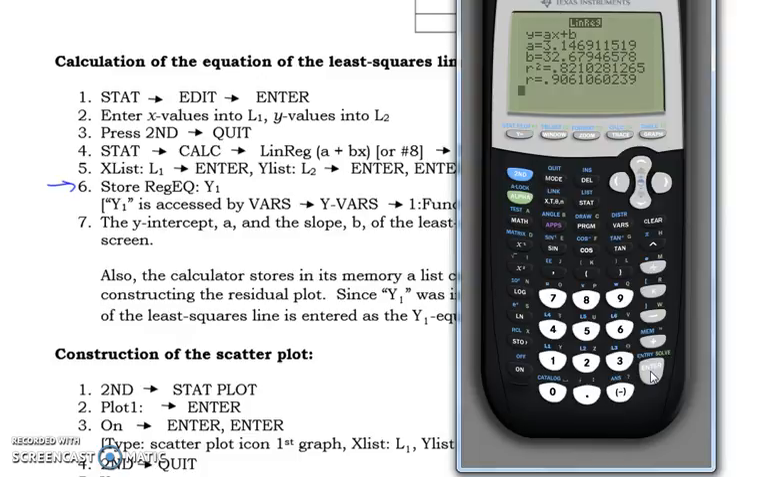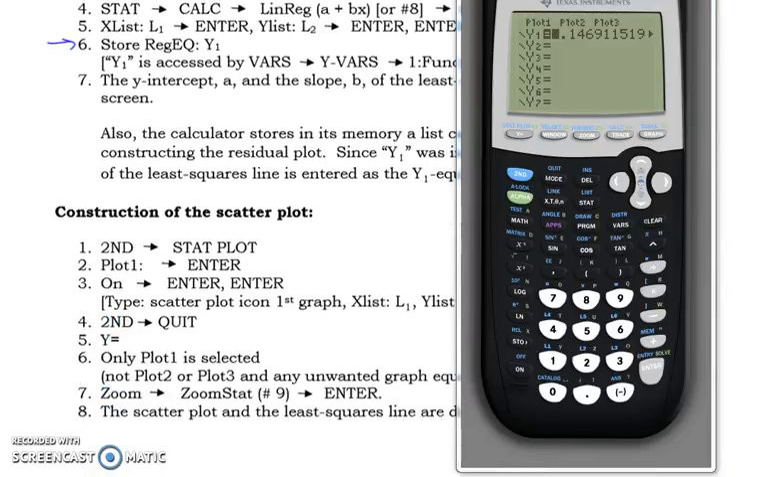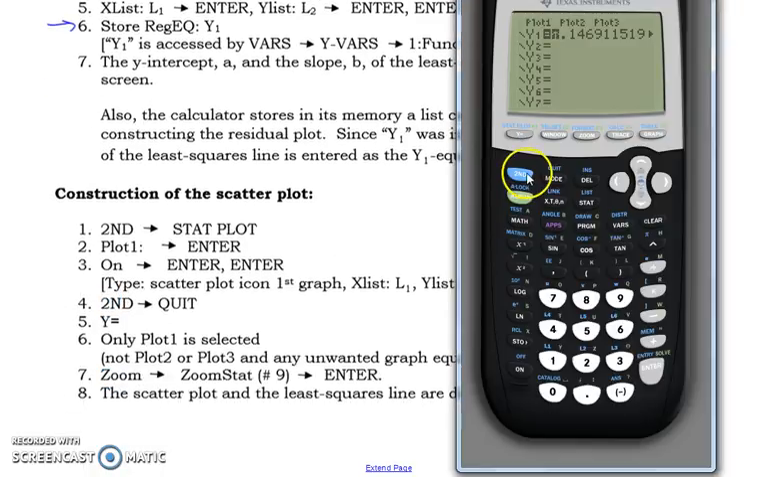So what this has done, if we go into Y equals, is it takes the regression equation and stores it into Y1. That was the whole point for that. Now to construct your scatter plot, remember we have to turn our stat plots on. So second Y equals, turn the stat plots on, and then we're going to do Zoom Stat. And notice now what I have is the scatter plot along with the least squares line right inside of it. So that's a nice option to look at rather than doing it by hand.